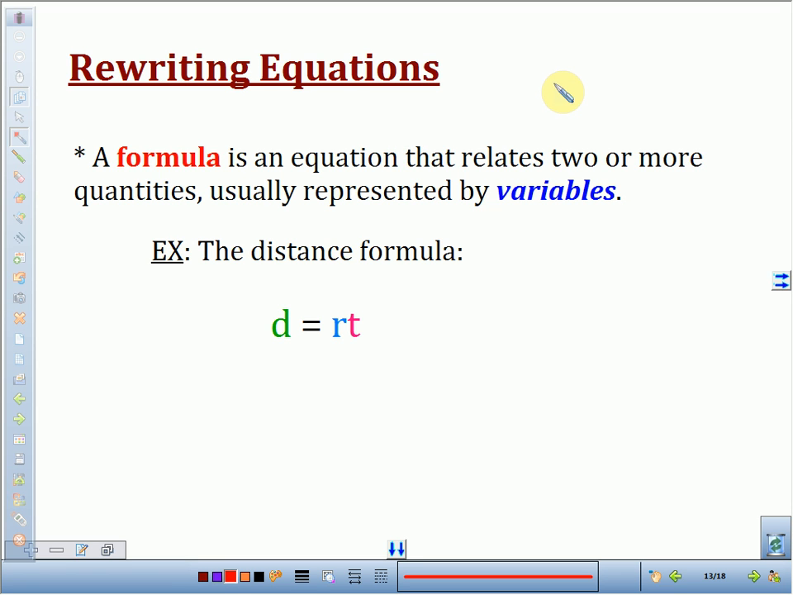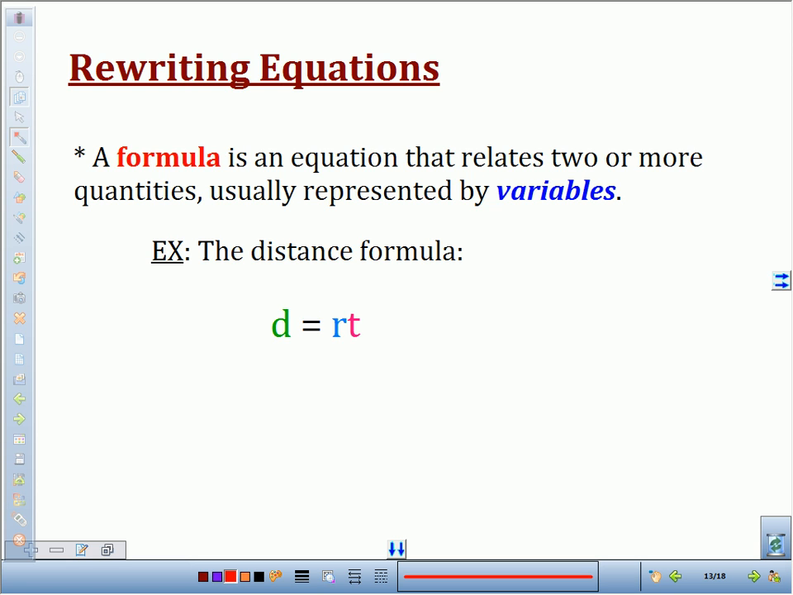All right, we're going to pick up here. We have rewriting equations. This actually goes into section 1.4 in your textbook, so you might want to turn to those pages for this section. We are not going to go as in depth in this as we probably could, because we're going to be seeing more of this as the year progresses.